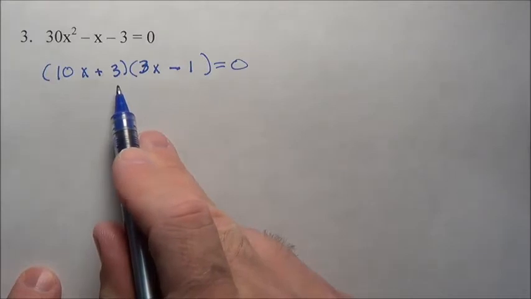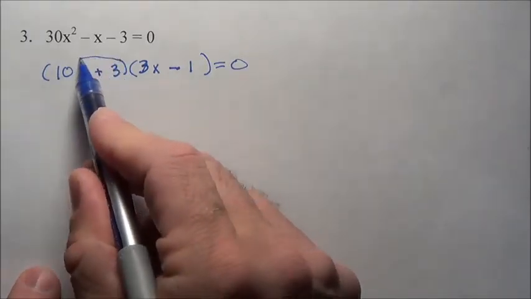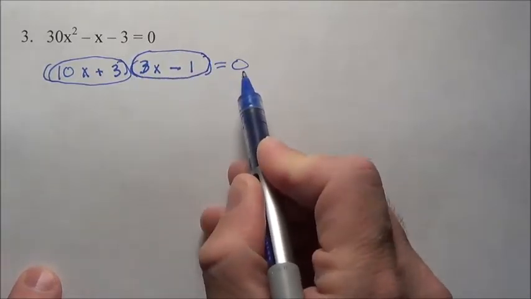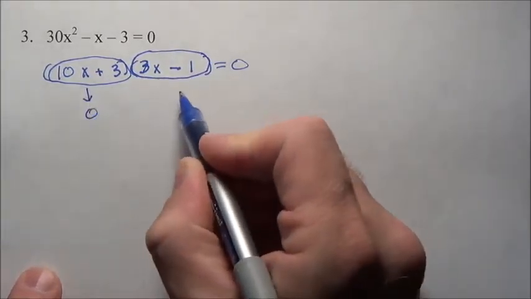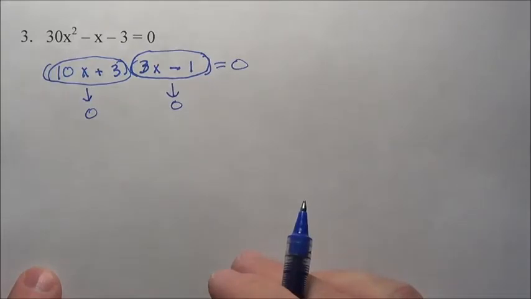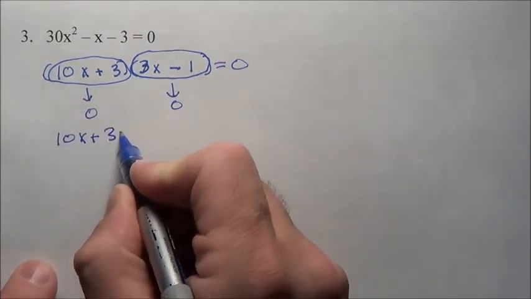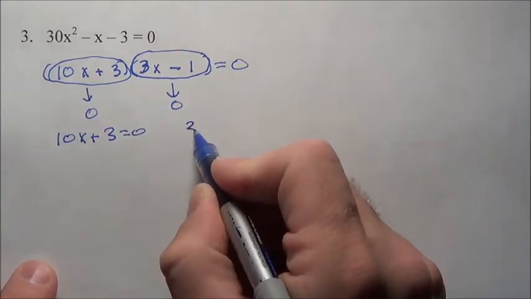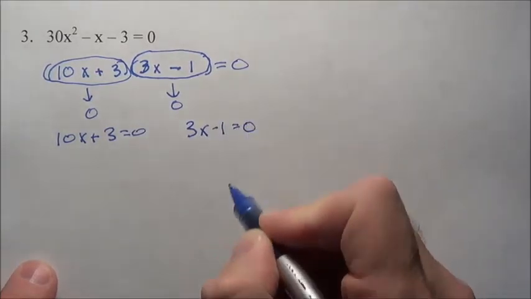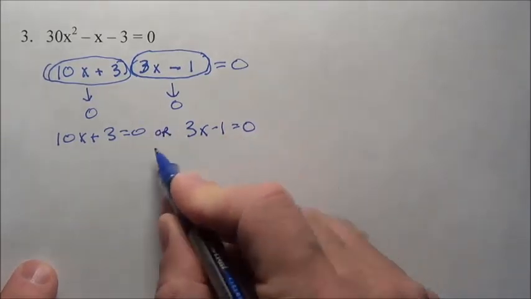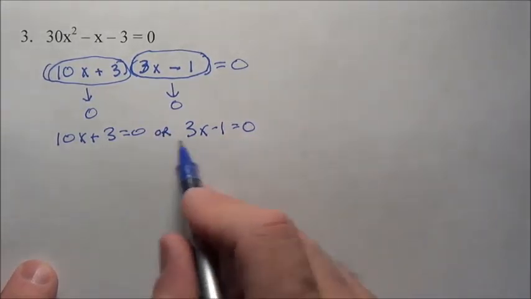Now, let's solve this. We have this times this equals 0. So one of these guys has to come out to be a 0, doesn't it? So all I need to do is set 10x plus 3 equal to 0 and set that equal to 0. Now either the solution is this or it's this. It's one of these two. We don't know which, but either one of these will work.